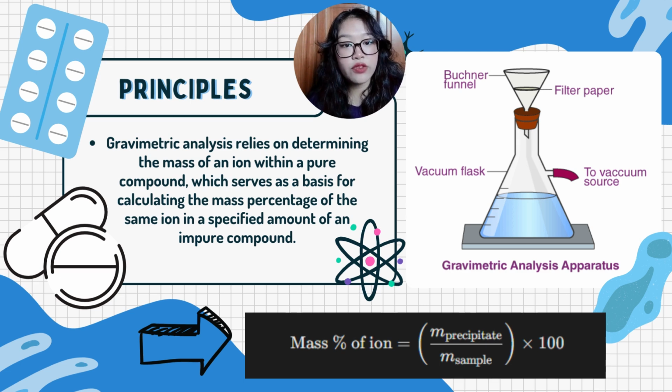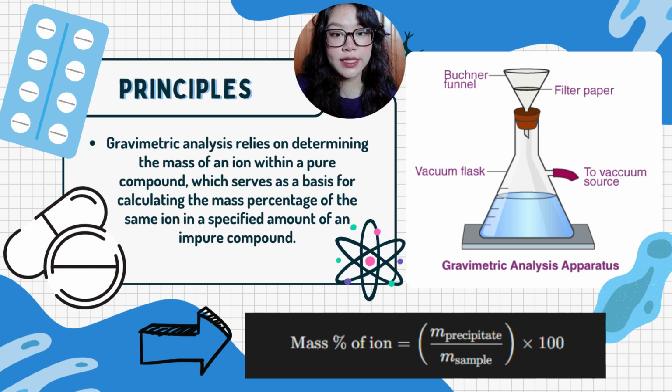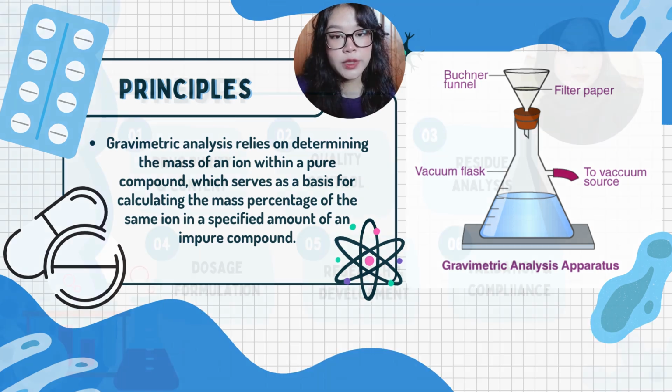To calculate the mass percentage of the ion in an impure compound, we use this formula, which is M precipitate, the mass of the ion in the pure compound precipitate obtained from weighing, divided by M sample, the mass of the impure compound sample taken initially for analysis, and we multiply it by 100.